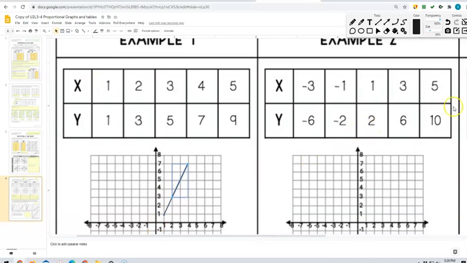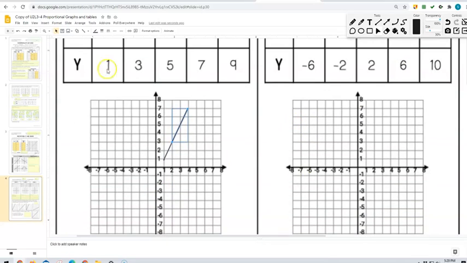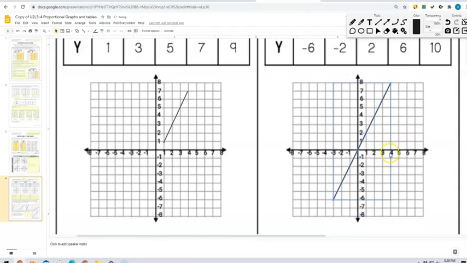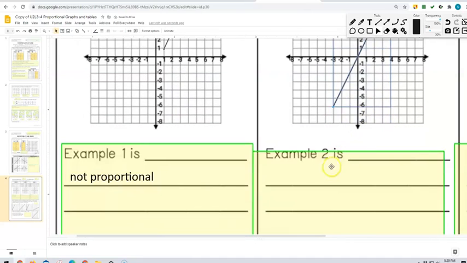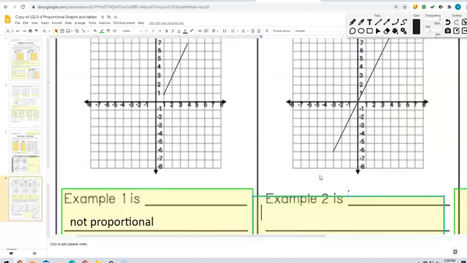Let's check this one. Well, this one, it looks like the bottom number is always twice the top number. So if we draw those points, -3, -6, all the way up to 4, 8, because we ran out of space there, you'll notice that it's straight and it goes through the origin. So this one is proportional.